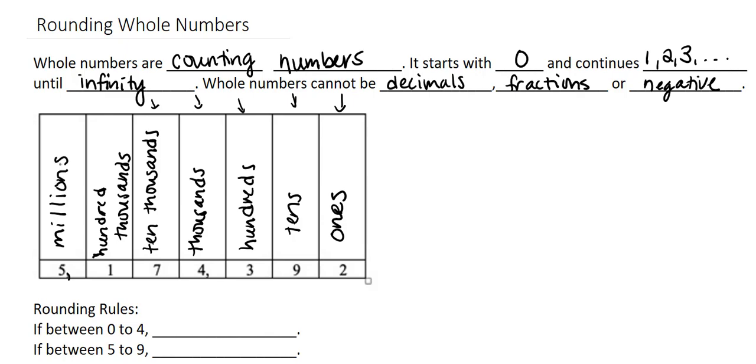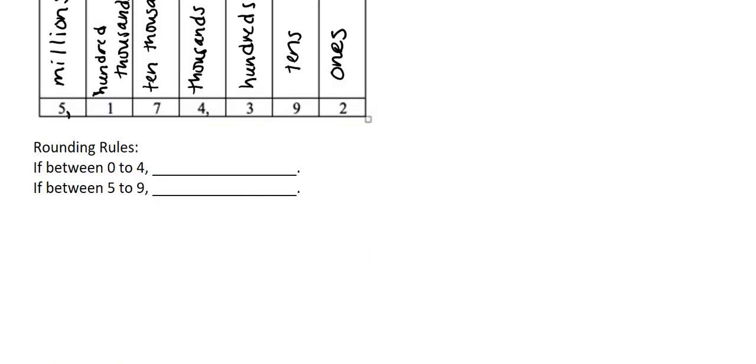And then let's go over rounding rules, which will help us in how we round whole numbers. Rounding rules: if it's between 0 to 4, we're going to round down, and if it's between 5 to 9, we're going to round up. So let's go over examples.